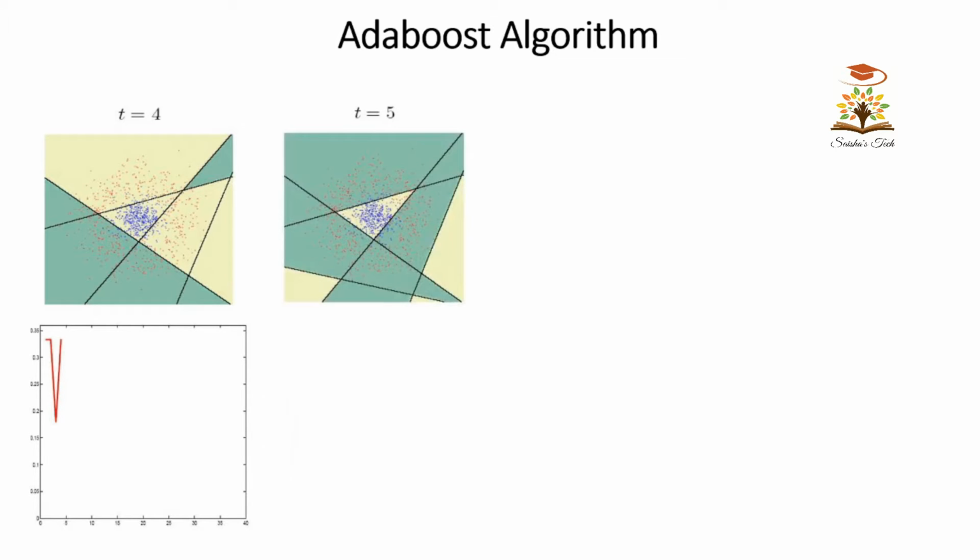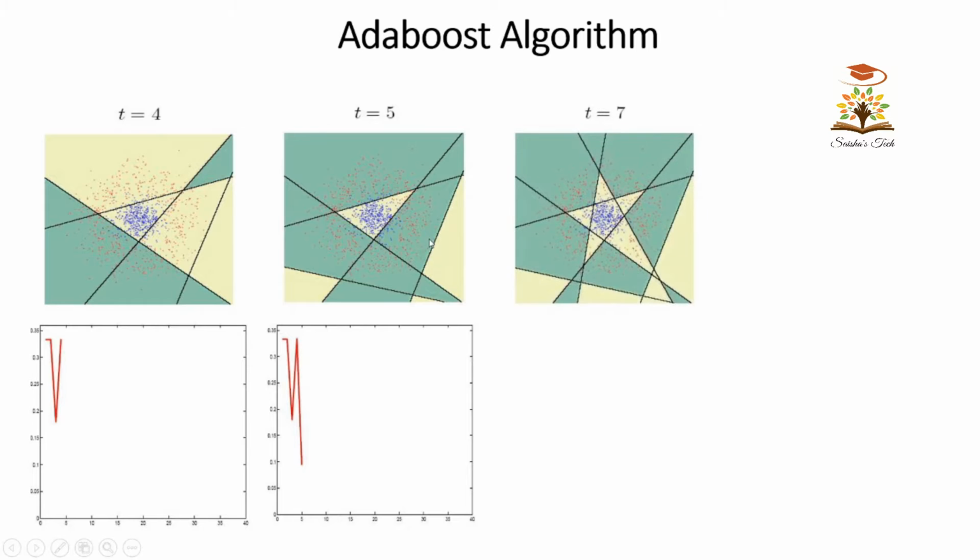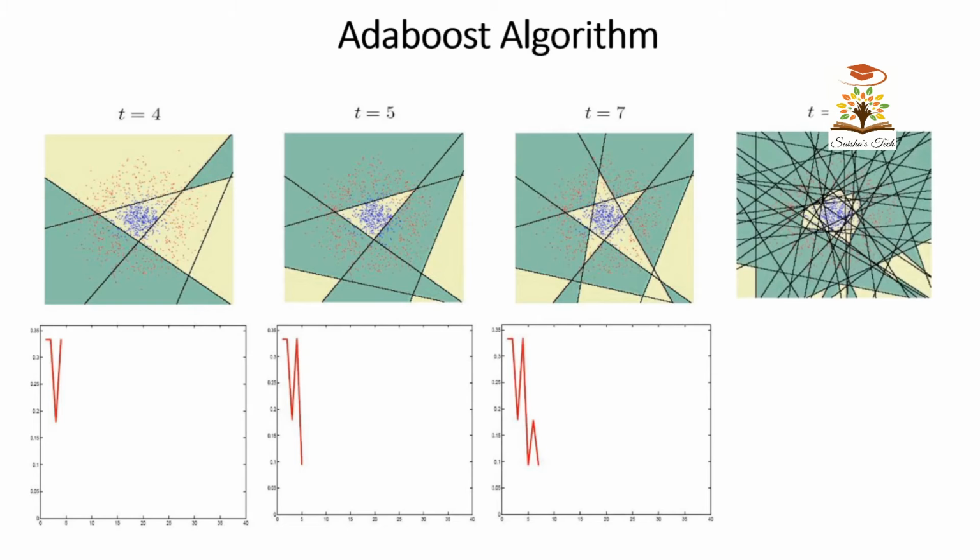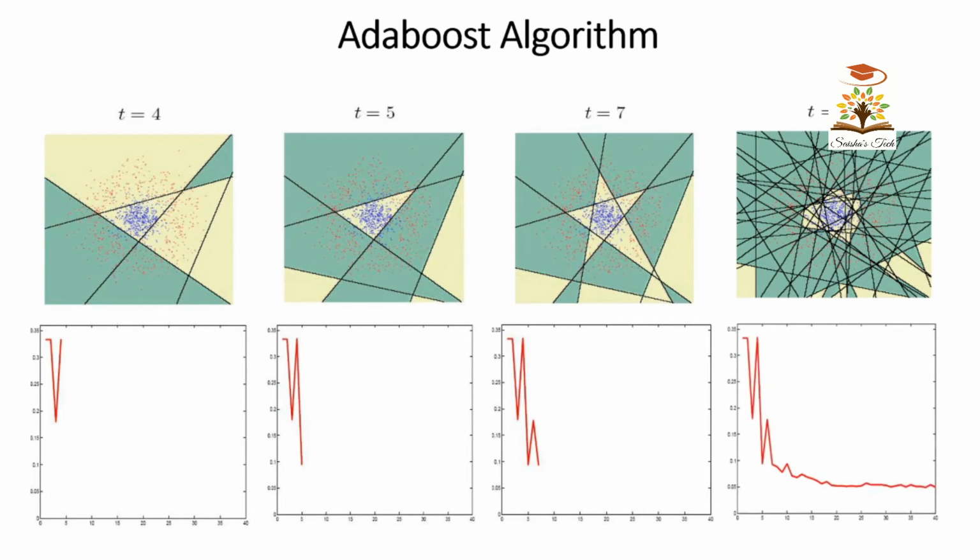In the fifth stump, you can observe there is a huge decrease in error because we are classifying the maximum observations correctly. In the seventh stump, it continues to improve the accuracy. And in the 40th stump, we are accurately able to classify the maximum positive cases as positive and negative cases as negative. This is how an AdaBoost algorithm works. Now let us understand the AdaBoost algorithm with an example.